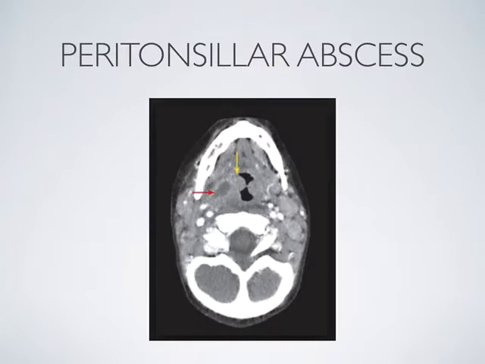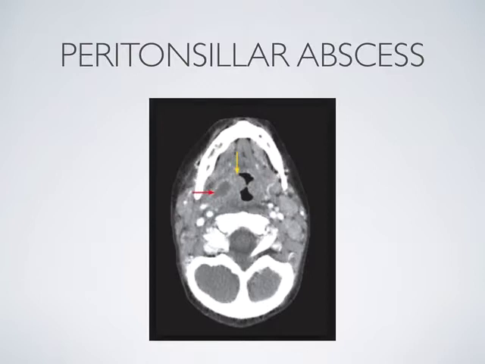Peritonsillar abscess may be diagnosed clinically and CT scan is not required. However, if a CT scan is performed, a rim-enhancing fluid collection will be seen in the peritonsillar space, often displacing the tonsil medially and anteriorly.